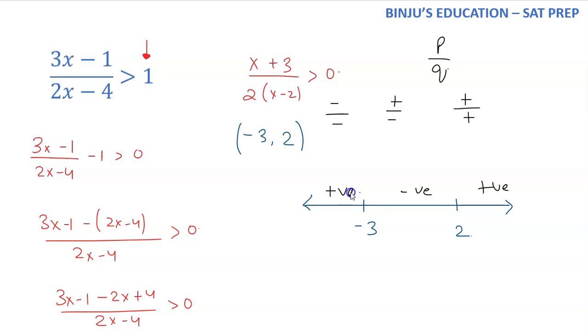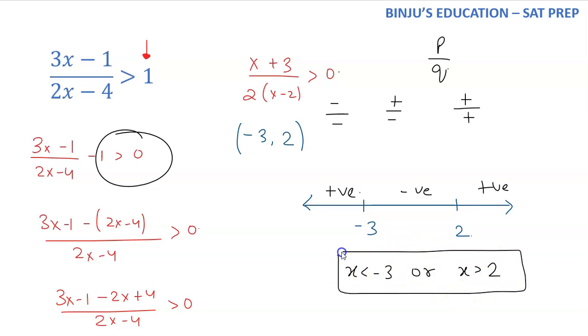So what are we looking for? We're looking for a value greater than 0. So your answer simply becomes either x is less than minus 3 or x is greater than 2. Or you can also write this in the bracket form, minus infinity to minus 3, union 2 to infinity.